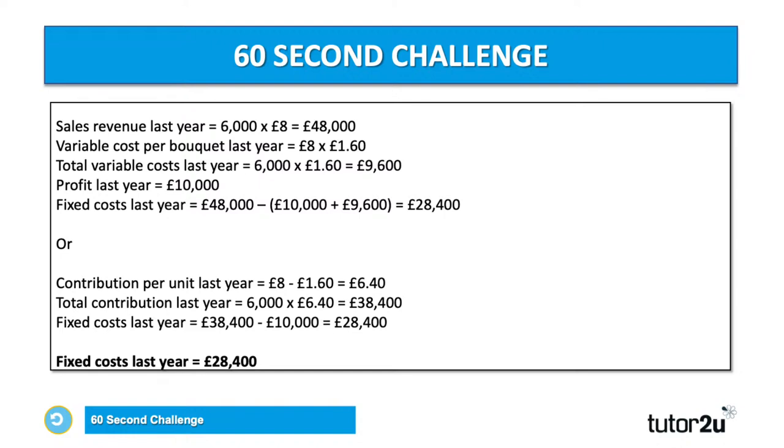The other way, and Graham mentioned this in the chat window earlier, is to use the contribution method. Calculate the contribution per unit: £8, take away £1.60, gives us £6.40. We then work out the total contribution from last year, which is £38,400. Subtracting the profit that was made will give us £28,400 for last year's fixed costs. Well done all there. Some excellent work.